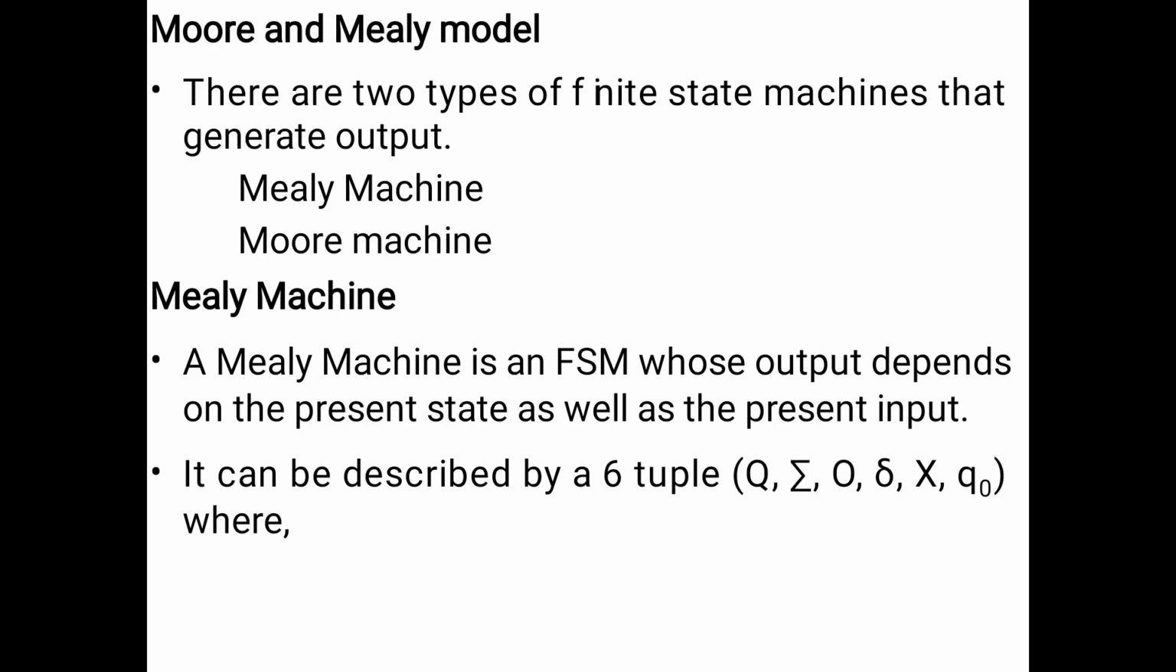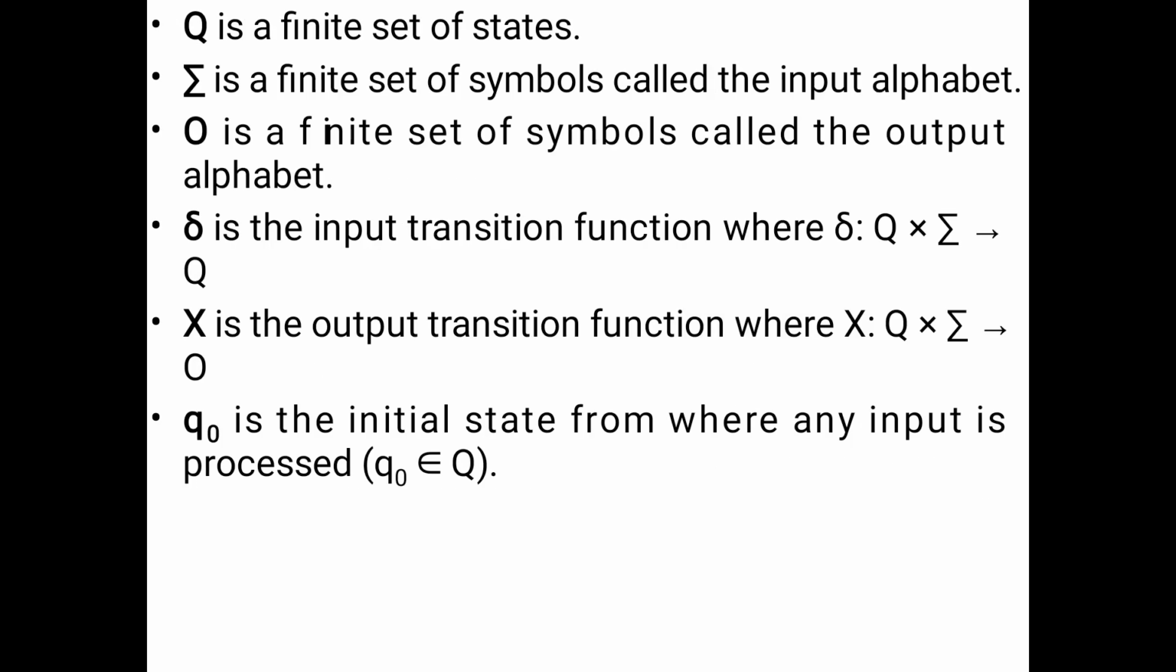So it can be described by a 6 tuple which includes Q, epsilon, O, eta, X and q naught, where Q is the finite set of states, epsilon is a finite set of symbols called the input alphabet, O is the finite set of symbols called the output alphabet, eta is the input transition function, X is the output transition function, and q naught is the initial state from where any input is being processed.